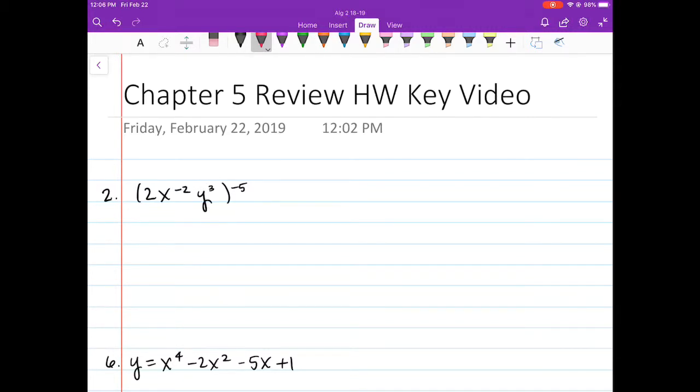In problem number 2, we've got a product raised to another power. So as we simplify, it says to tell which properties. We are literally going to tell and say it out loud. You don't have to take the time to write them down. As long as you know how to use them, good enough.